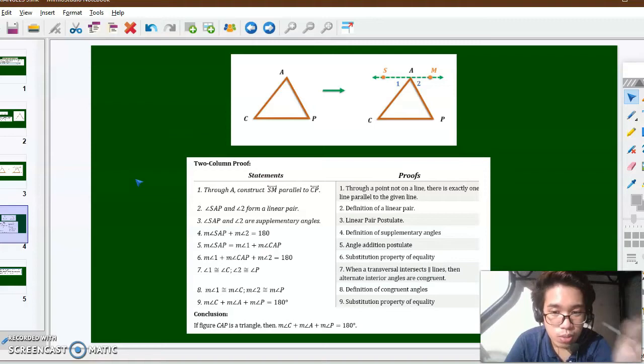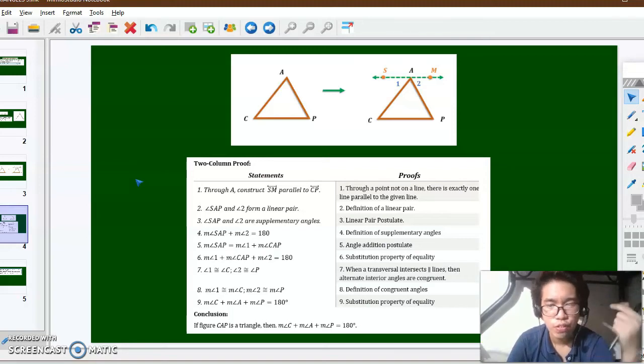And then lastly, we use the substitution property of equality. Since the measurement of angle CAP is equal to the measurement of angle A, then we can say that the measurement of angle C plus the measurement of angle A plus the measurement of angle P is equal to 180 degrees, from the substitution property of equality. And there you go. So using the deductive proof that we have, by constructing a parallel line, we were able to prove that the measurement of the angles of a triangle is really 180 degrees.